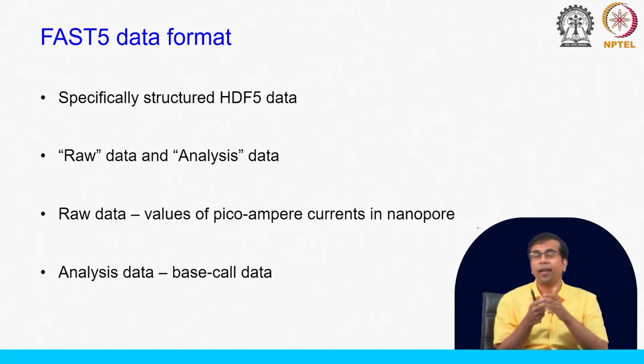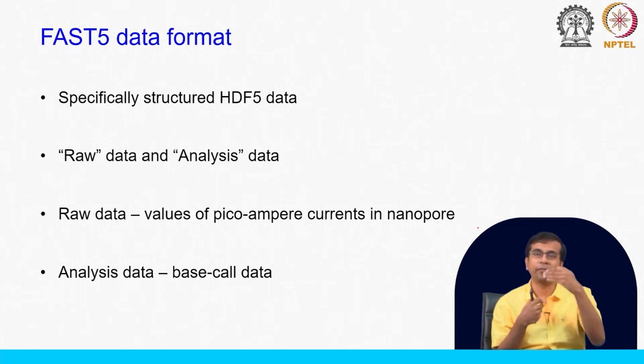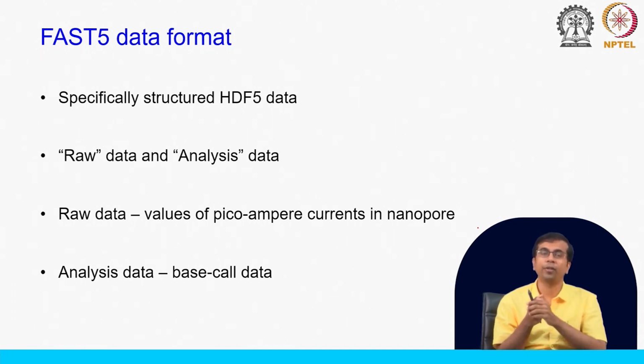Okay. And then you have the analysis data, which is the base call data. So, we apply different algorithms or neural networks, the artificial neural networks that we talked about, on the raw data to detect the base sequence, the base k-mers. So, this analysis data contains the base call data. This is now standard: you have the raw data in there, and the base call data is also available.